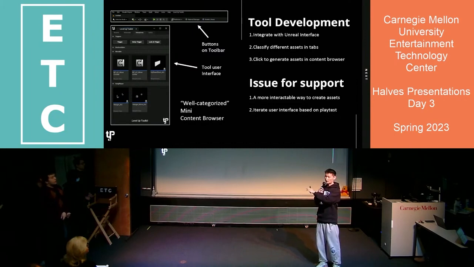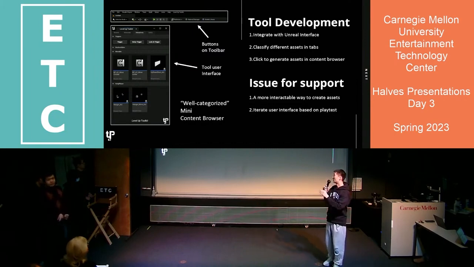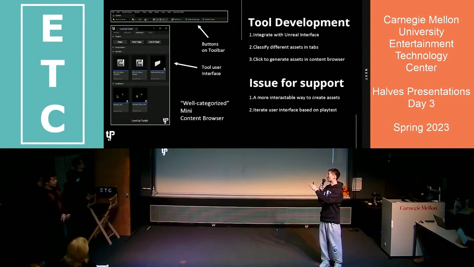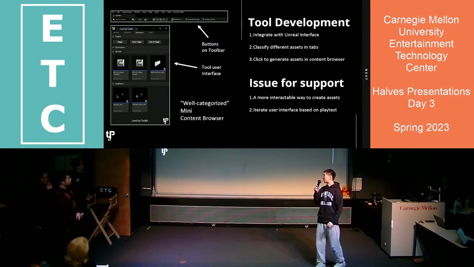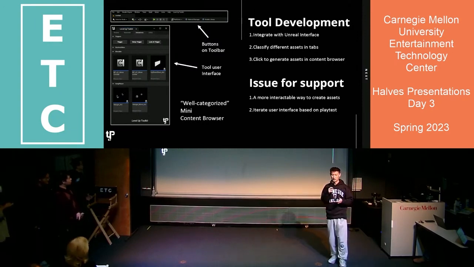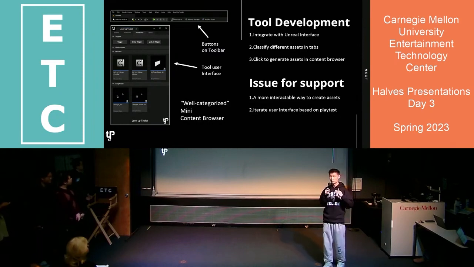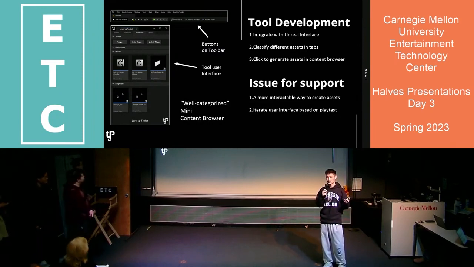So when you click the button on the toolbar menu, a user interface will jump out, and we will categorize all of those assets in our tools. And also in each tab, we have drop-down menus to secondarily categorize our assets. But for now, we still have some issues, for example, how to make this tool easier to use. For example, you can simply drag and drop the assets from the tools into the scene.